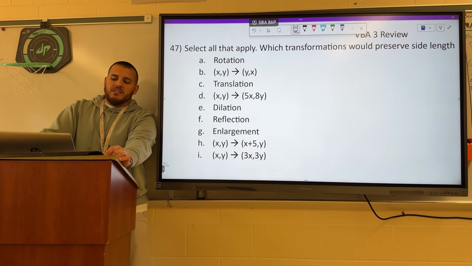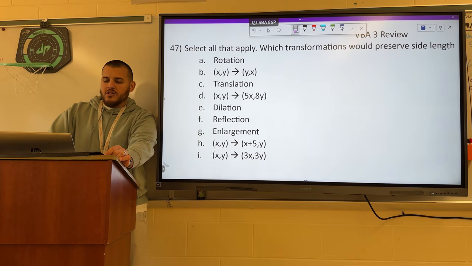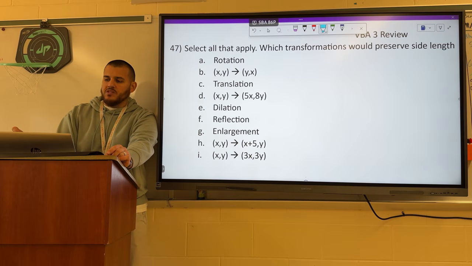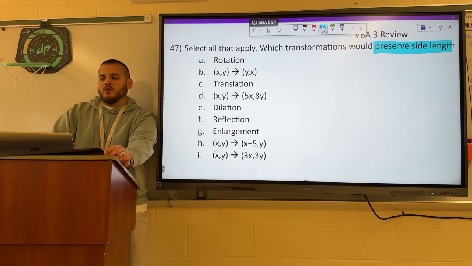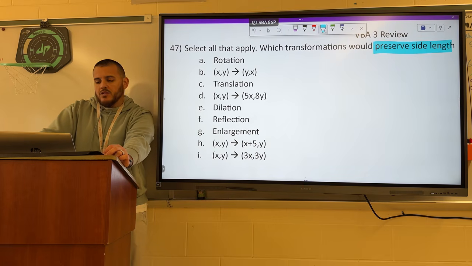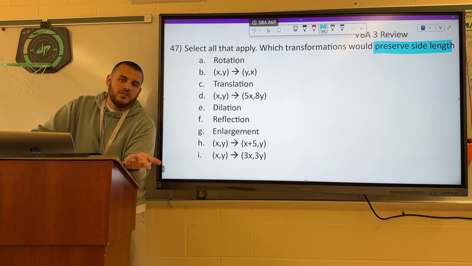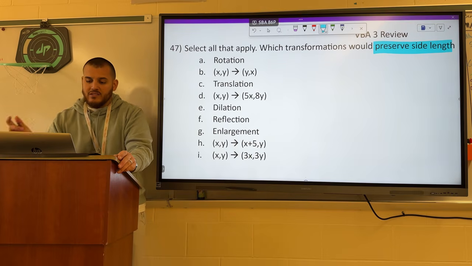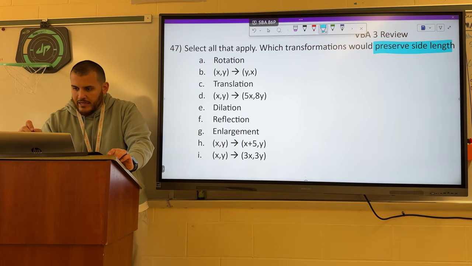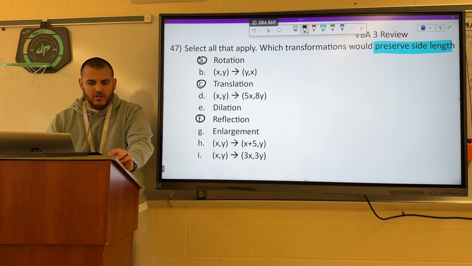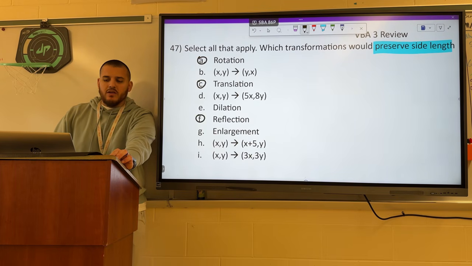Example 47 is really testing our knowledge of rigid transformations because we have to look at all of these given options here and determine which ones preserve side length, which means results in a congruent figure. That's what rigid transformations are. So as a reminder, the 3 rigid transformations are translations, reflections, and rotations. All right, and we see 3 of those written out for us right here, just plain English. It's rotation, translation, reflection. Those will absolutely preserve our side length.